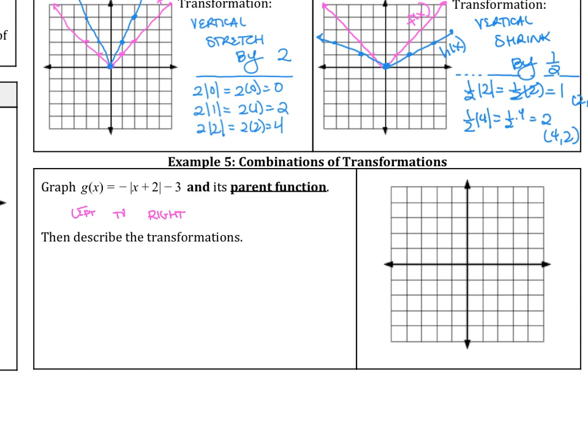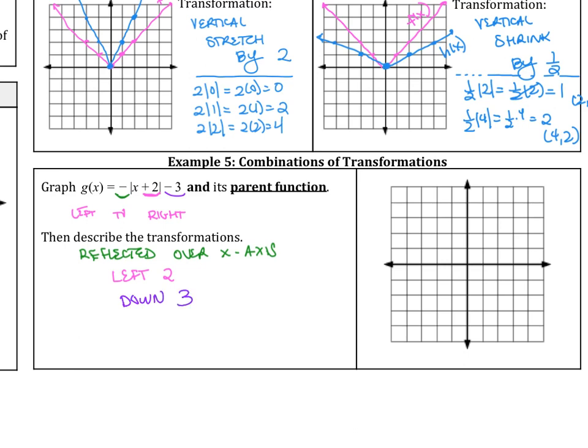So let's take a look from left to right. What does this negative mean? What do you remember that means? So that means it's reflected across the x-axis. So we know it's going to be reflected over the x-axis. What does this 2 on the inside mean? So it's plus 2. It's always opposite. So this is actually moving left 2. Then the last one, minus 3 at the end, that means we're going down 3 units.